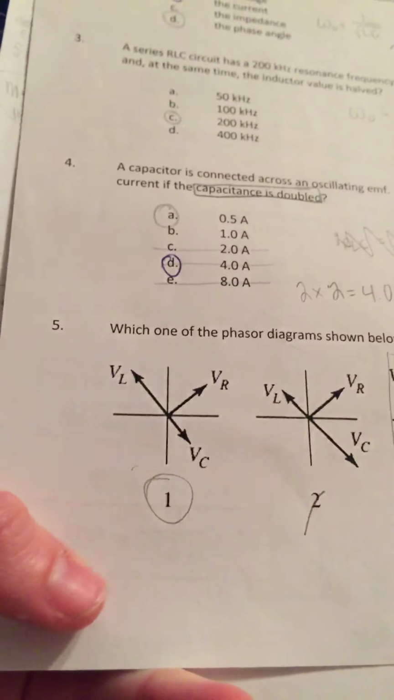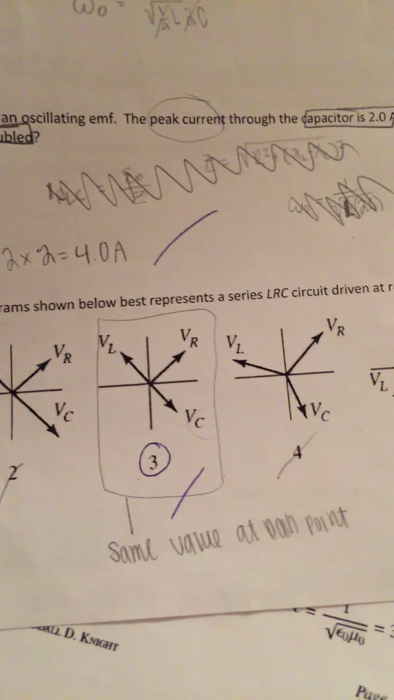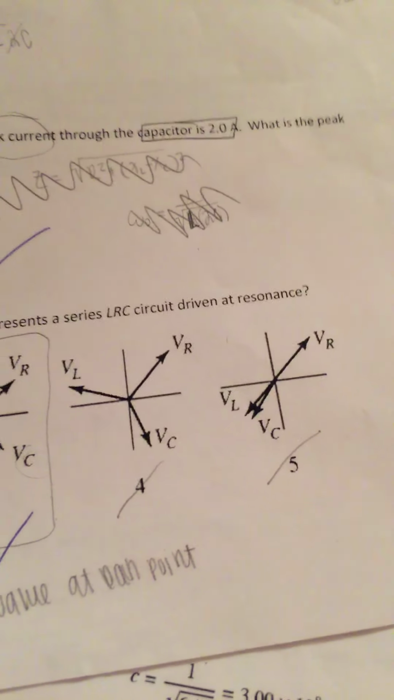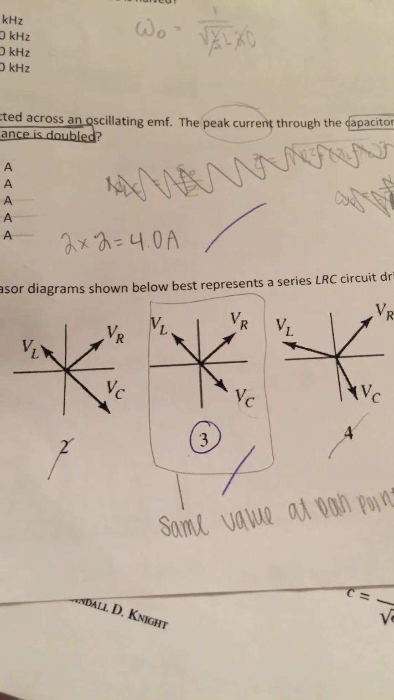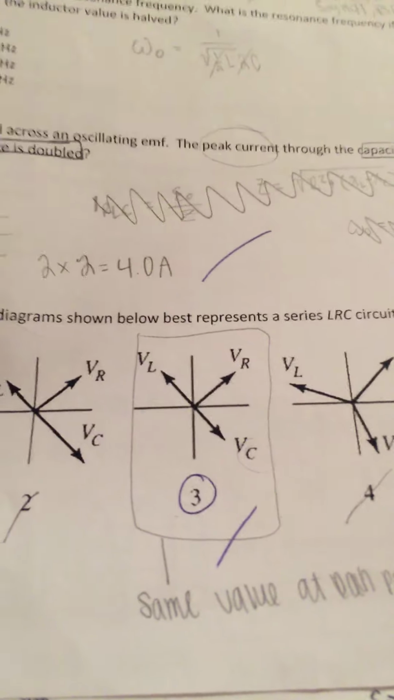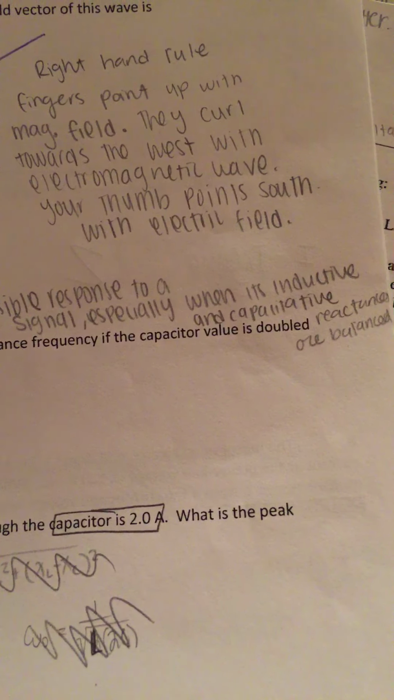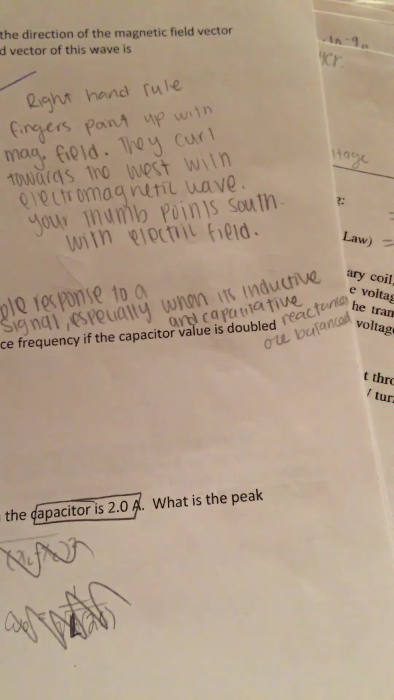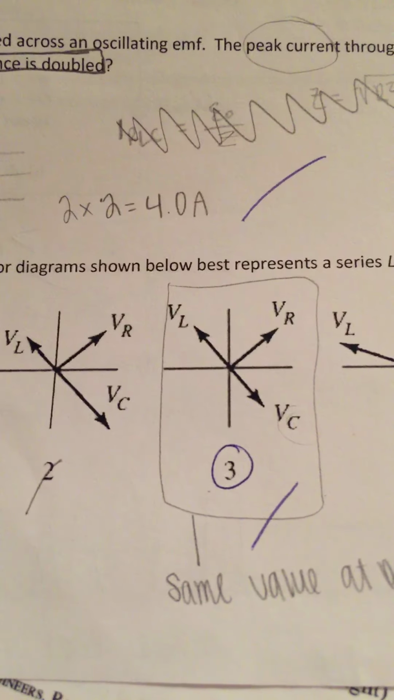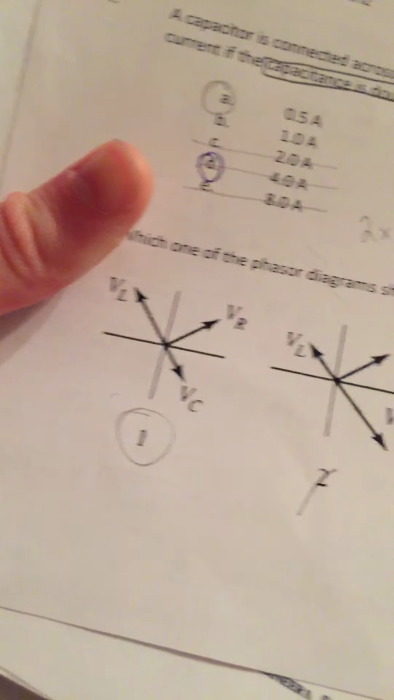The next problem that I got wrong was number 5. It says which one of these phasor diagrams shown below best represents a series LRC circuit driven at resonance. The correct answer is 3, where they all have the same values at each point. And as stated up here, resonance is when the capacitance and inductance are balanced pretty much. And so you see here that they are balanced, unlike the other graphs.